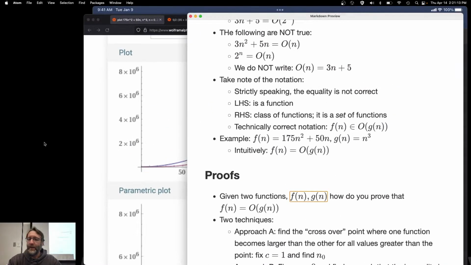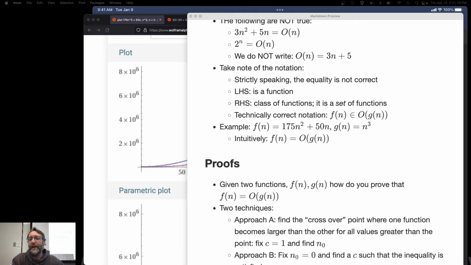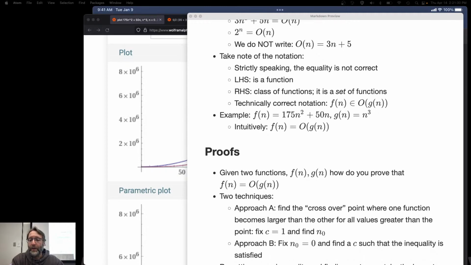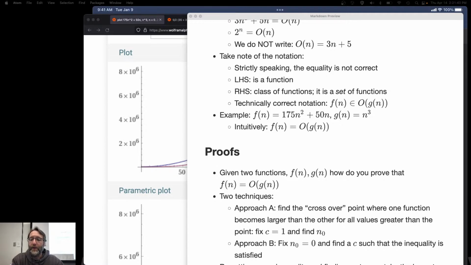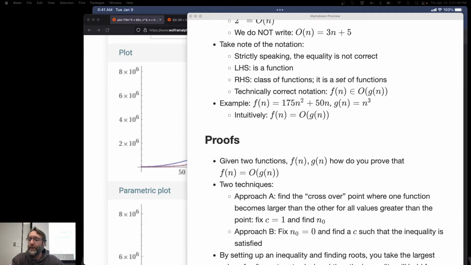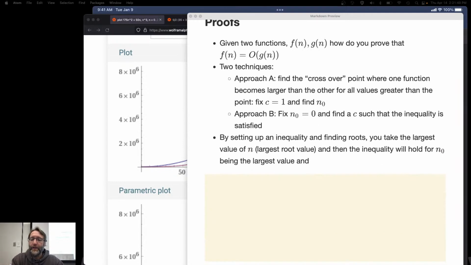So what's the next value for which these functions will no longer ever meet again? 176, right? So by setting up an inequality and finding roots, you take the largest value of n, the largest root value, and then the inequality will hold for n not being the largest value, and c being 1. Right? Great.